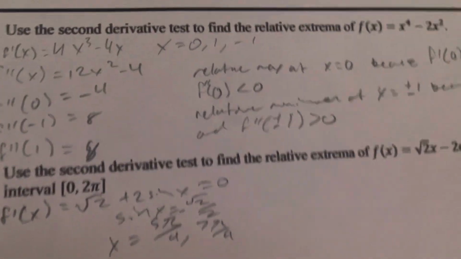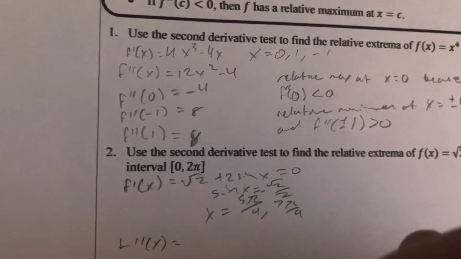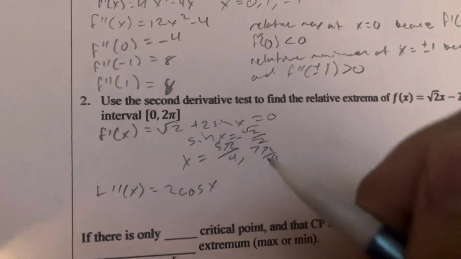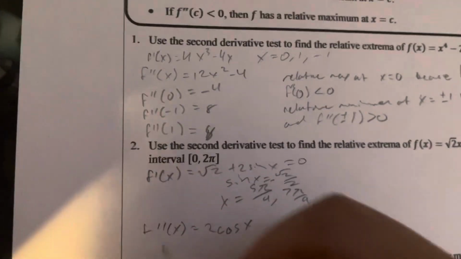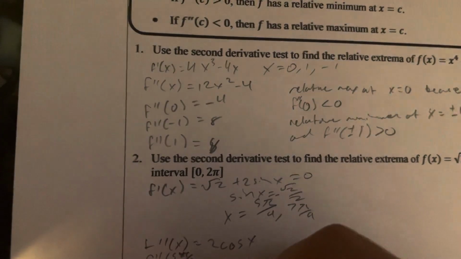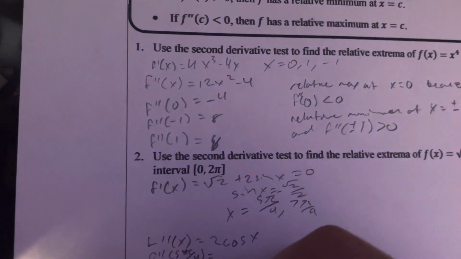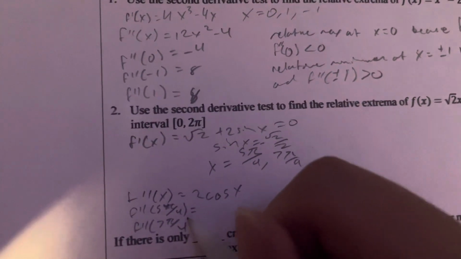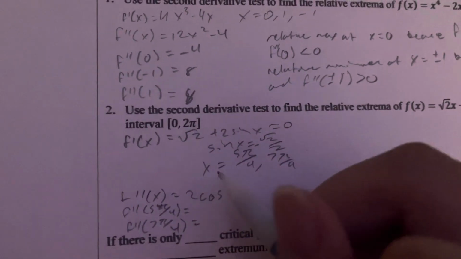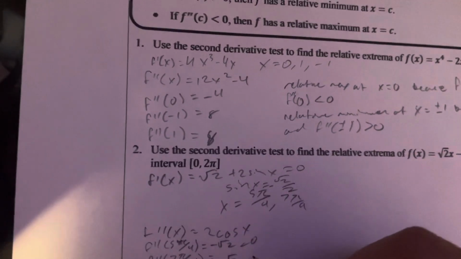So now we have to find our second derivative, which is f double prime of x equals 2 cosine of x. And then we just plug our critical points into the new equation. f double prime of 5 pi over 4 is negative root 2 and f double prime of 7 pi over 4 is positive root 2, so this is less than 0, and this is greater than 0.